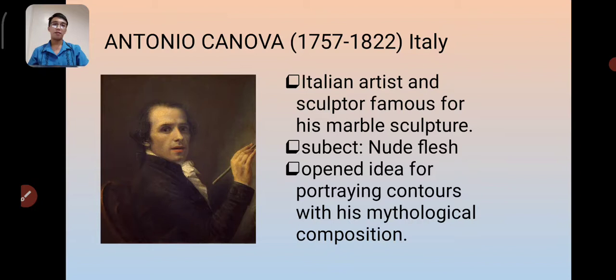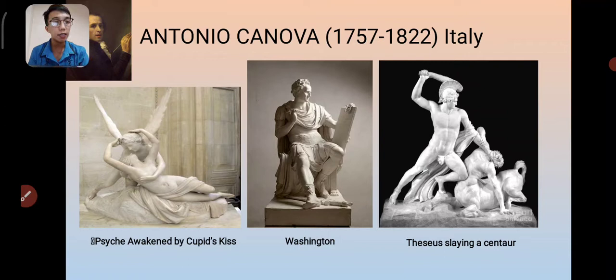First is Antonio Canova. Antonio Canova from Italy was a prolific Italian artist and sculptor, who became famous for his marble sculptures that delicately rendered nude flesh. He opened the idea for portraying discreet sexual pleasure by using pure contours with his mythological composition. His famous artworks are Psyche Awakened by Cupid's Kiss, and Theseus Slaying a Centaur. Mostly nakahubad, naka-nude.